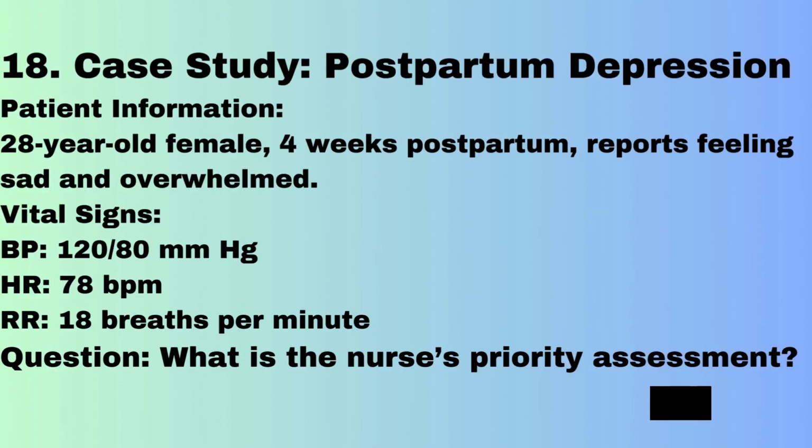Case study: postpartum depression. Patient information. 28-year-old female, 4 weeks postpartum, reports feeling sad and overwhelmed. Vital signs: BP 120/80 mmHg, HR 78 BPM, 18 breaths per minute. Question: what is the nurse's priority assessment?